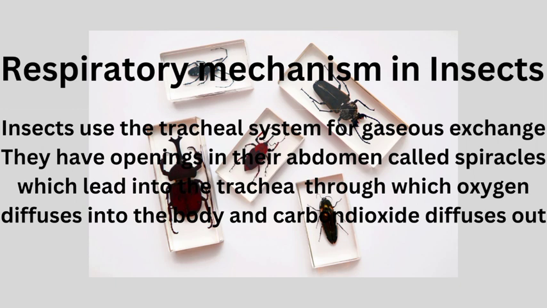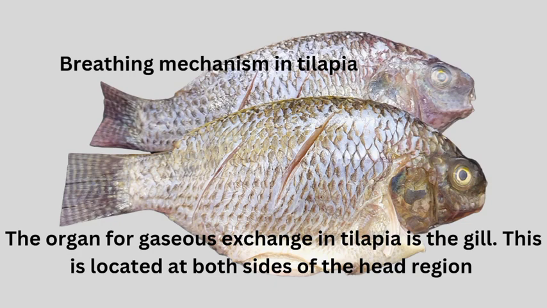Insects, on the other hand, use their trachea for gaseous exchange. They have openings in the abdomen called spiracles, which lead to the trachea, through which oxygen diffuses into the body and carbon dioxide diffuses out of the body. In tilapia, the organ for gaseous exchange is the gill. This is located at both sides of the head region.